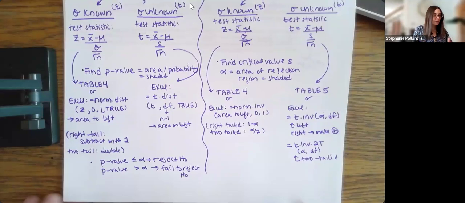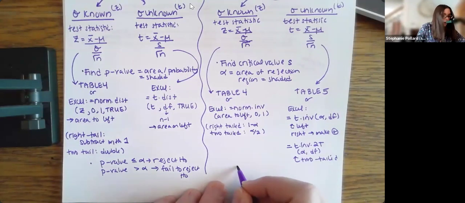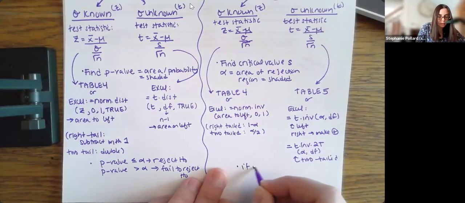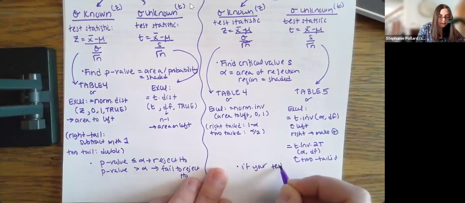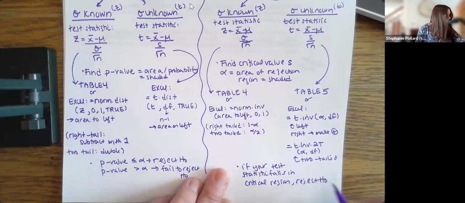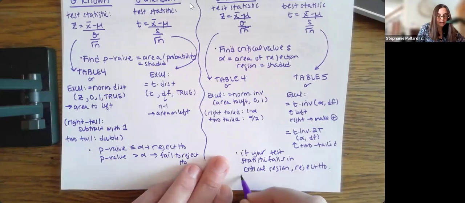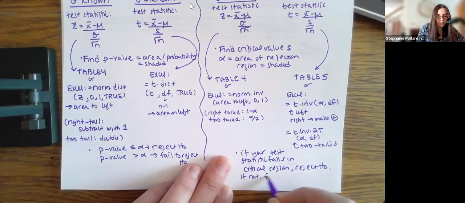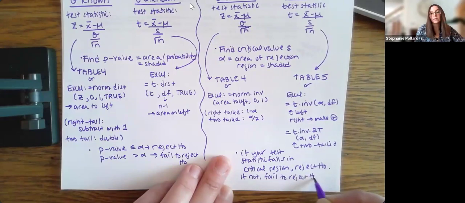All right. After you have that, how do you make your decision? Basically, if your test statistic falls in the critical, or shaded, region, you reject your null hypothesis. If not, you fail to reject the null hypothesis.